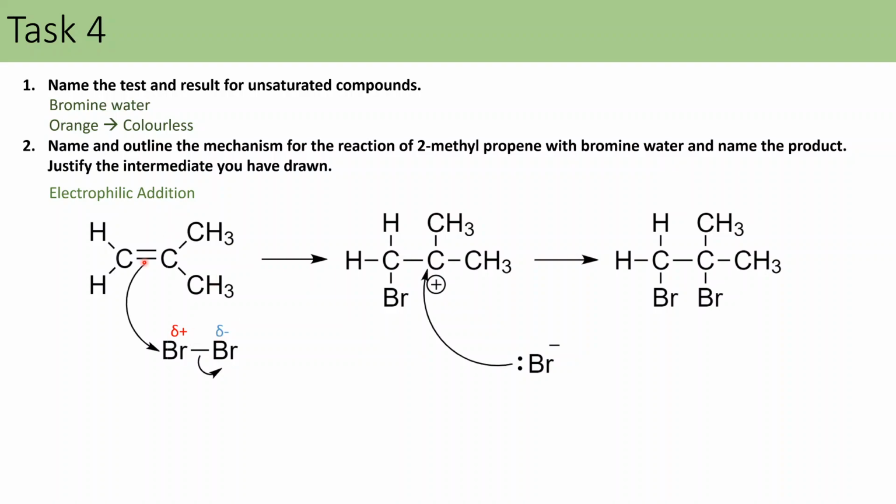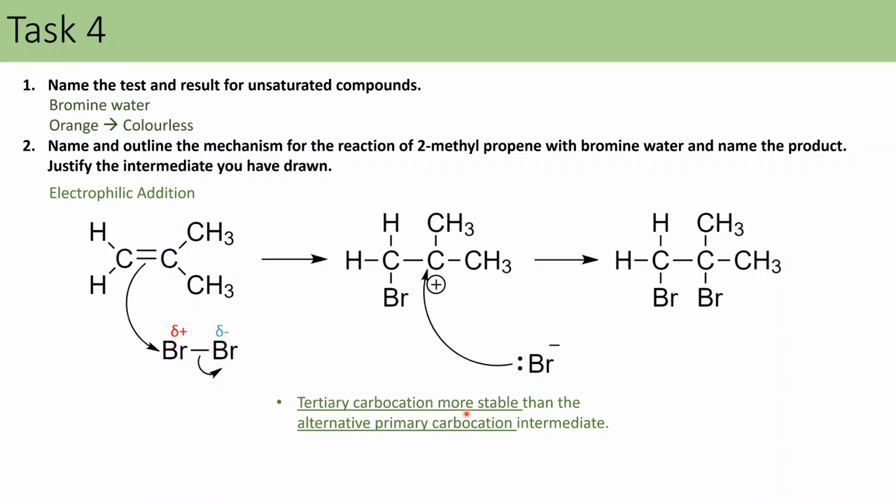Attacking here, the electrons from the middle of the double bond go to the bromine that's delta positive. A lot of people forget this arrow, so check to see if you forgot it. We've got to break the bromine-bromine bond onto the delta negative bromine atom. This is your more stable intermediate. You could have put the carbocation on the end here, but by putting the carbocation on here, you've got a tertiary carbocation, which is more stable than the alternative primary carbocation.